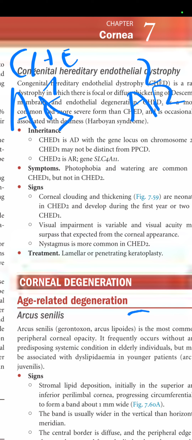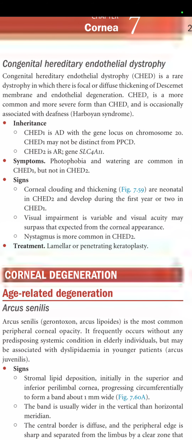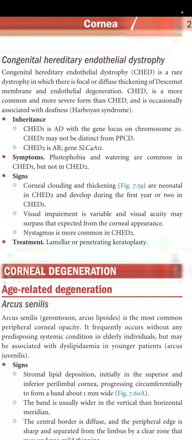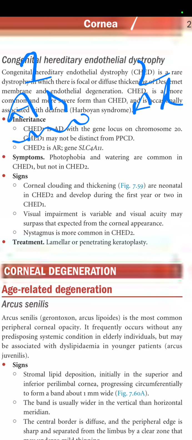Photophobia and watering are more common in CHED1 than in CHED2. Corneal clouding and thickening are neonatal in CHED2 and develop during the first 2 years in CHED1. So CHED1 and 2: autosomal dominant, autosomal recessive; more photophobia, less photophobia; and CHED2 develops in neonates, whereas CHED1 develops in the 1 to 2 year age group.